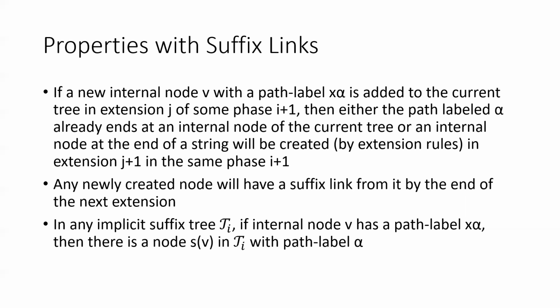And then in any implicit suffix tree, if internal node V has a path label X alpha, then there is a node S of V in the current implicit suffix tree with path label alpha. Just some properties that make suffix links a lot easier to work with.